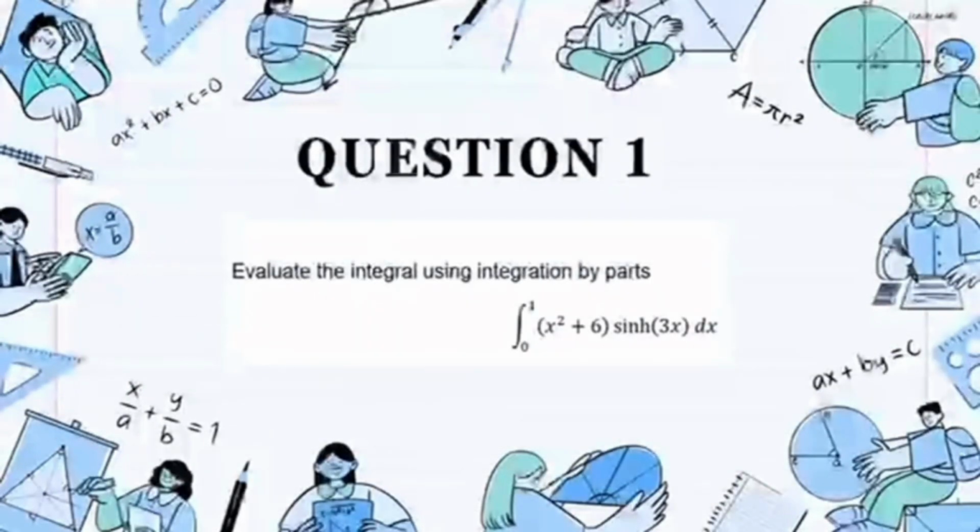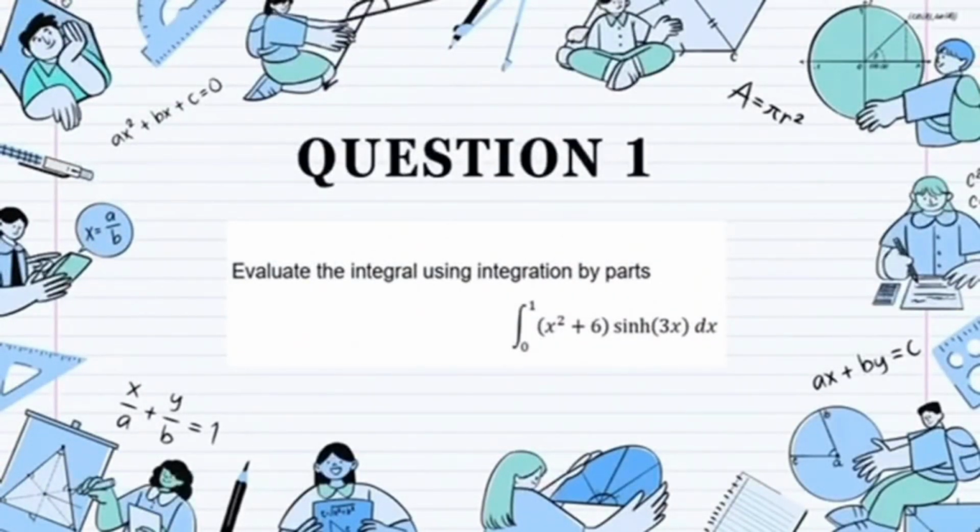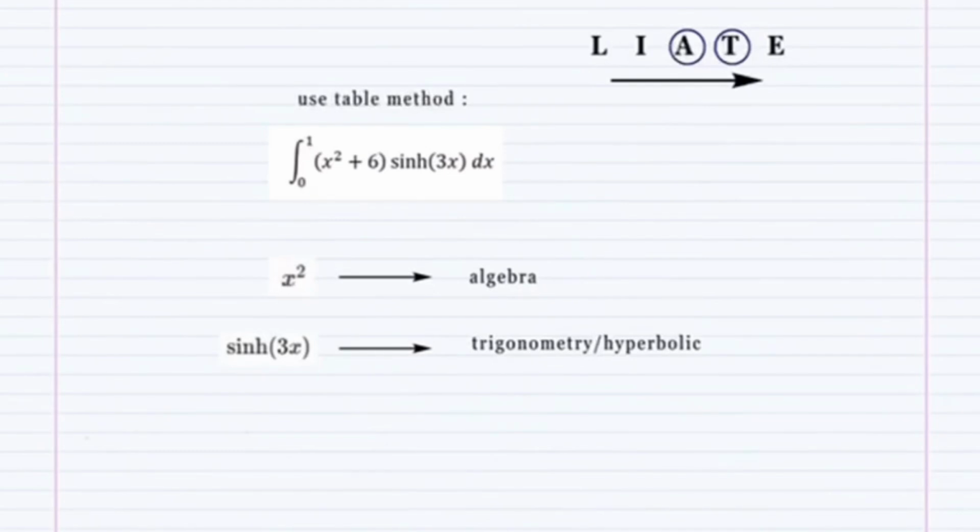Assalamualaikum. My name is Noor Aisha binti Ala. I will explain question 1. Evaluate the integral using integration by parts. As you can see, this is my equation. For this step, I use the table method. First, I separate the integral into 2 parts using the addition property of integration. This makes the problem easier because I can solve each integral individually.